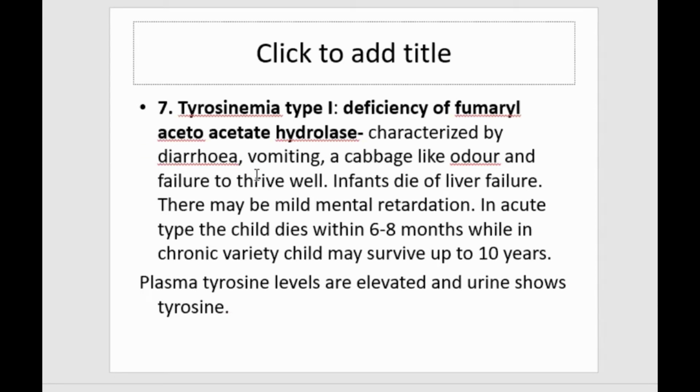It is characterized by diarrhea, vomiting, a cabbage-like odor, and failure to thrive. Infants die of liver failure because of accumulation of tyrosine in the liver. Fumaryl acetoacetate accumulates, backing up to tyrosine accumulation. They will accumulate in the liver. There may be mild mental retardation. In the acute type, the child dies within 6 to 8 months, while in the chronic variety, the child may survive up to 10 years. Plasma tyrosine levels are elevated and urine shows tyrosine.